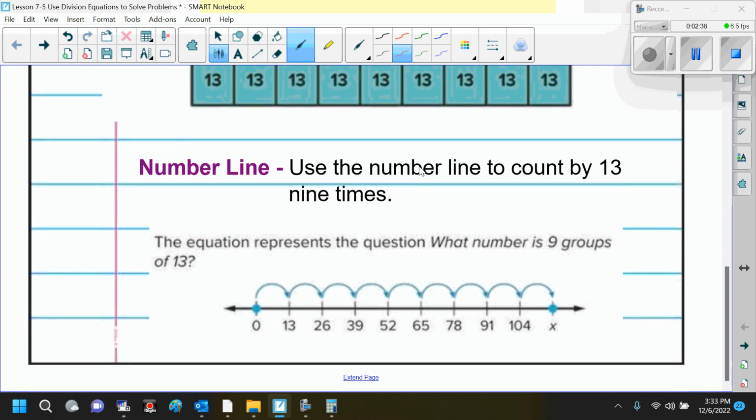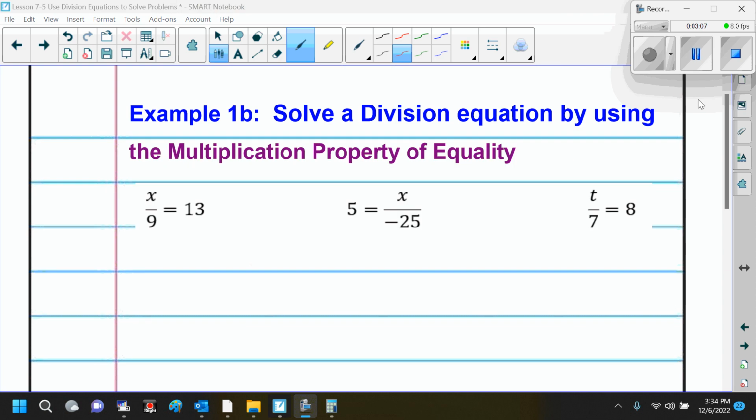On the number line, we use the number line to count by 13 9 times, and then that will bring us to the whole thing. So the equation represents the question, what number is 9 groups of 13? So we're going to count 13 by 13 9 times, and that is also going to give us our 117. So these examples are the ones that I do want you to write down.